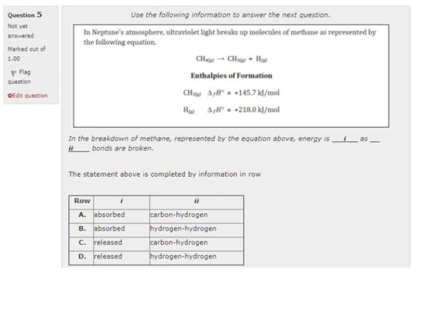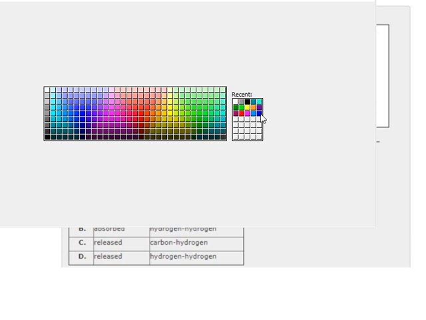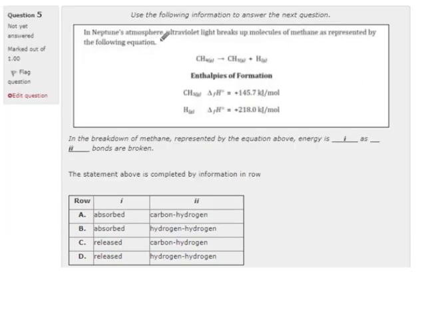In Neptune's atmosphere, ultraviolet light breaks up molecules of methane as represented by the following reaction. Okay, so CH4 breaks into CH3 and hydrogen, and they give us enthalpies of formation for 2 of those things. In the breakdown of methane, energy is, okay, so they want to know if this is absorbed or released. They want to know if it's endo or exothermic.